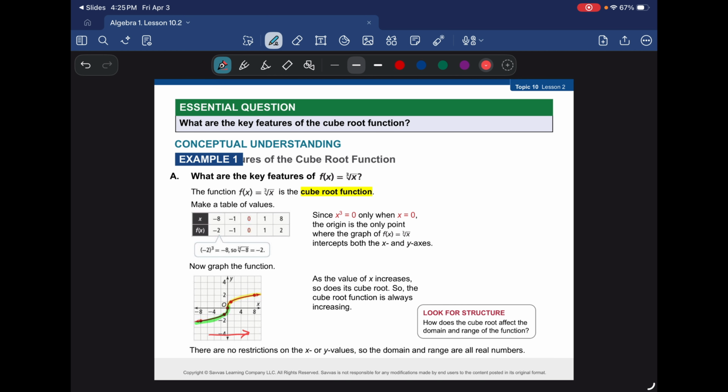What about the domain and range? It doesn't seem like there's a limit. It's just going to go on and on to the right and on to the left, and it keeps increasing. So our domain would be all real numbers, and the range would be all real numbers, since we can have positive and negative output values.